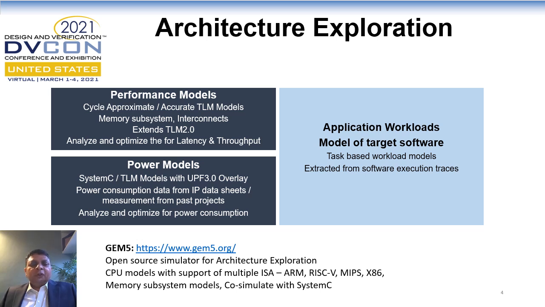There is also an open source framework, Gem5, which is used for architecture exploration and architecture modeling. It already has a library of various CPU models supporting multiple ISAs like ARM, RISC-V, MIPS, x86, etc. And further, we can develop the model of our own CPU or custom processors. It also has reference models of the memory subsystems, which we can use as a reference and develop the model of our own memory subsystem. Gem5 can also co-simulate with SystemC. So we can use both of them in the flow and try to use the best of both worlds.